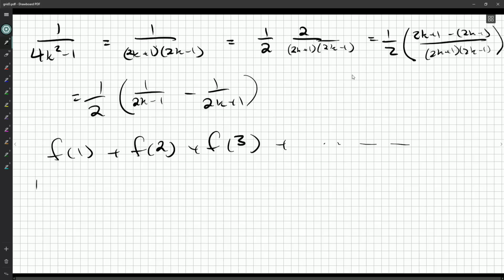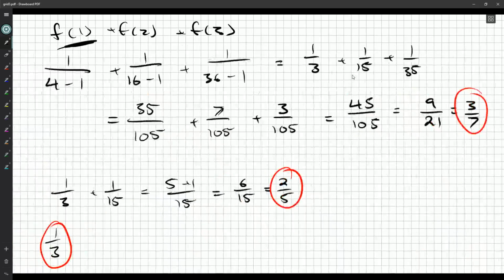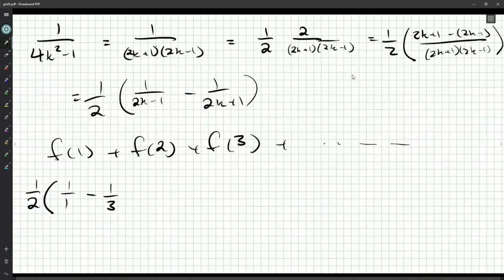But we're going to have 1/2 of 1 over 1 minus 1 over 3. And that was f1. 1/2 of 1 over 1 minus 1 over 3. Well, that's 1/2 of 2/3, and that is 1/3. And that is what we get just with f1. But f2 is 1 plus 1/3 minus 1/5. And then we get plus 1/5 minus 1/7. And then we go plus 1/7 minus 1/9.